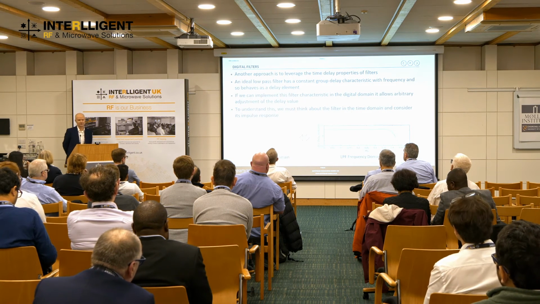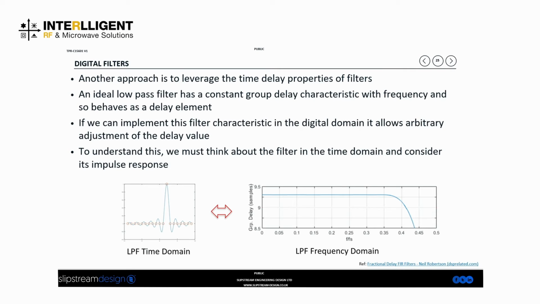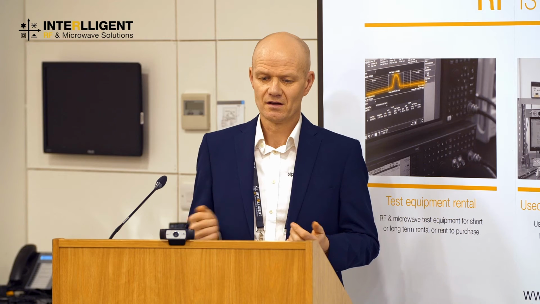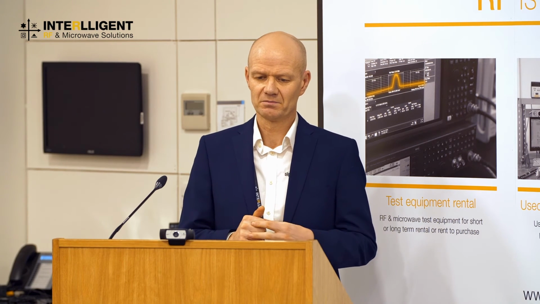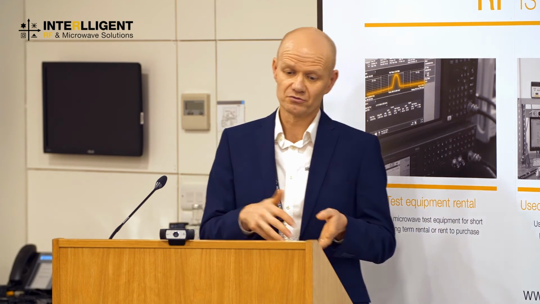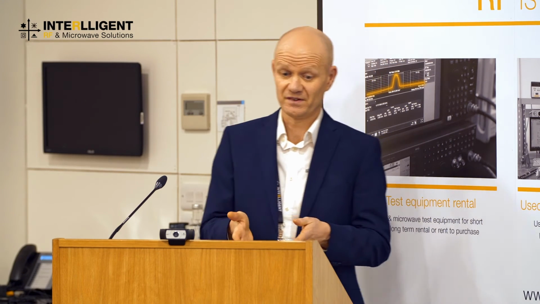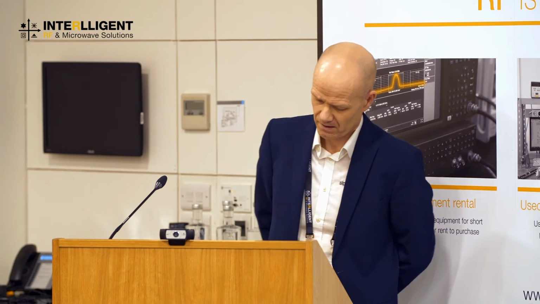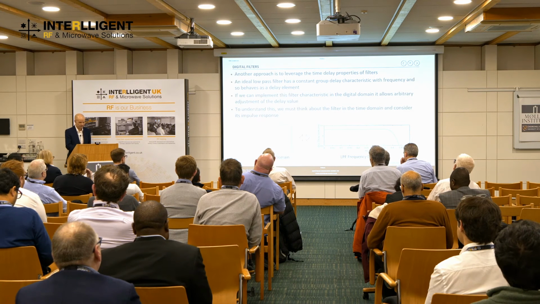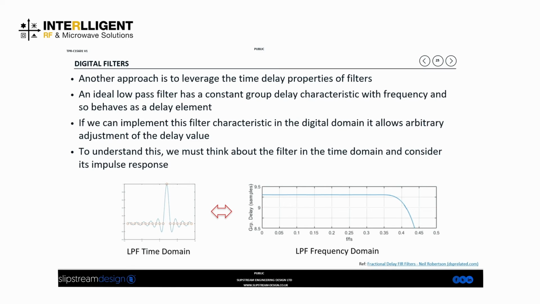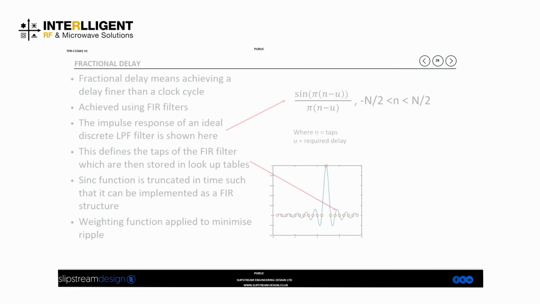Another approach is to leverage the time delay properties of filters. An ideal low-pass filter has a constant group delay characteristic. So in the bottom right is the group delay characteristic of an ideal low-pass filter. In the RF world, we tend to think of filters in the frequency domain, but in this case, we have to think of it a little bit more in the time domain. So the impulse response of that filter is a sinc function in the time domain, as is shown in the bottom left here.